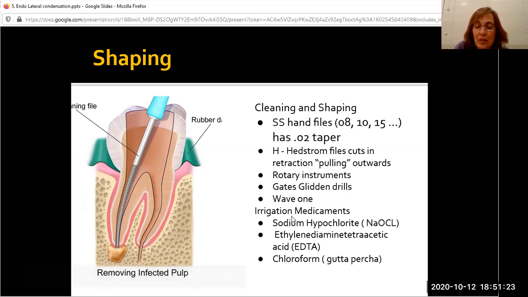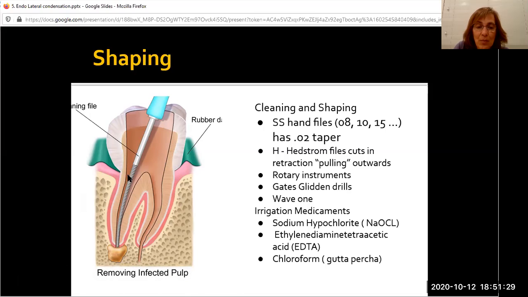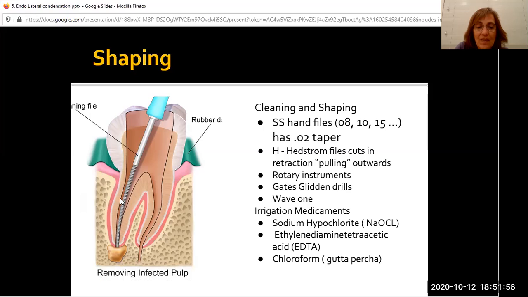Irrigation medicaments are very important. Sodium hypochlorite is used after each time you go in and you clean out the file. It ensures that there is no sediment that starts at the apex once the file is cleaning out the dentin. You go in there and you irrigate it in order to maintain the patency of the root. There's also EDTA, which is a chelating solution, and it will clean out the dentin and does its purpose for cleaning the inside of the canal.